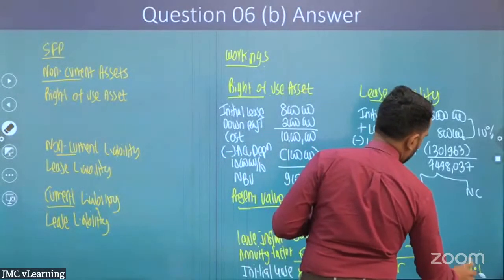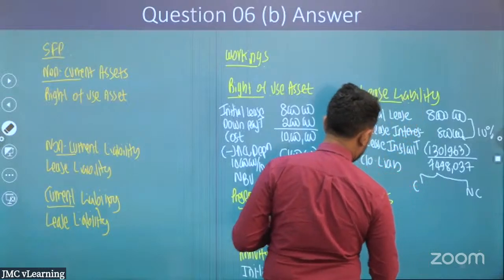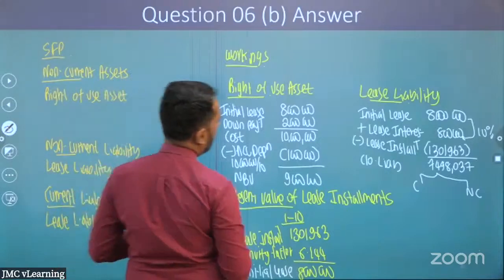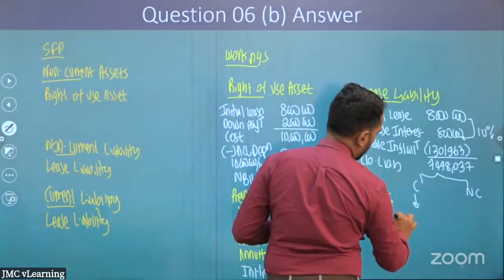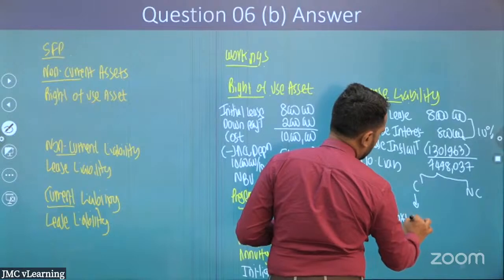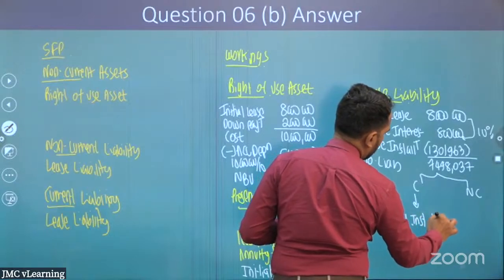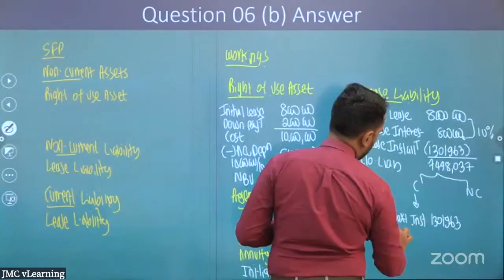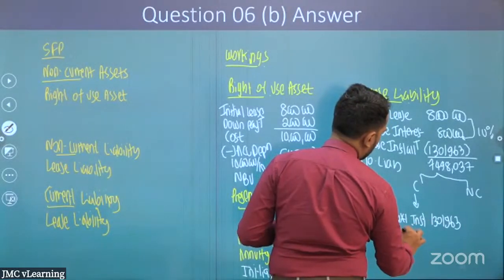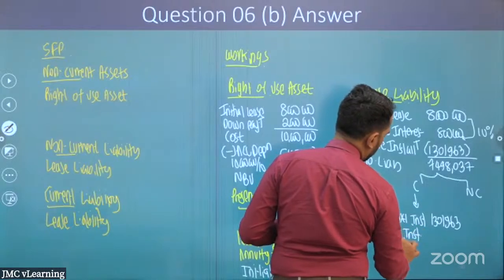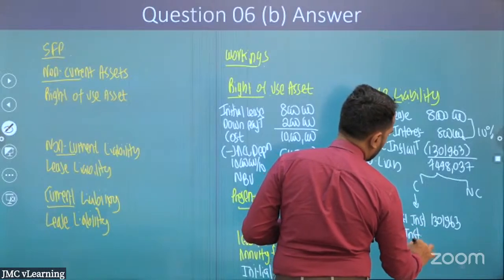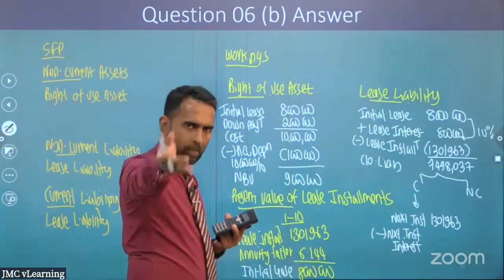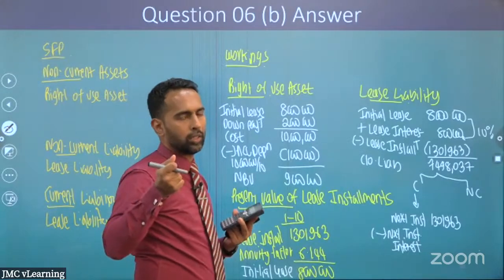For you to calculate the current portion, Lamai, you know the method, current portion. Take the next installment, 1,301,963, and from that deduct the interest in the next installment. Next installment, interest. How do you calculate that? Lamai, whatever your closing liability is going to become the opening liability to the next year, no? On that you charge interest.